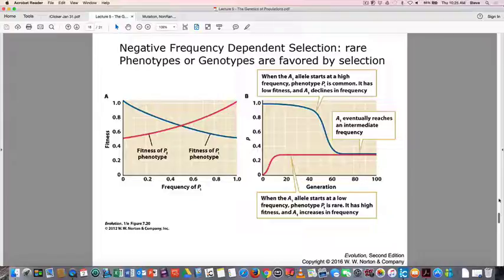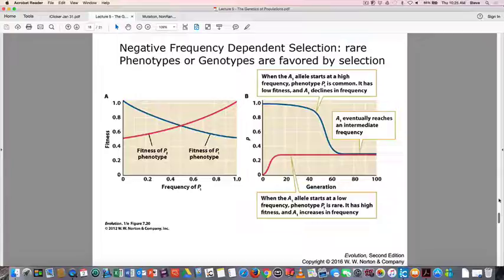That's the key thing I want you to take home from this: these rare genotypes increase in frequency. The common ones decrease in frequency, but they eventually reach an equilibrium where both alleles, or both phenotypes, can be maintained in the population. So this is kind of like overdominance. You're not losing one allele or fixing another allele. You're actually maintaining both phenotypes and genetic diversity in the population.